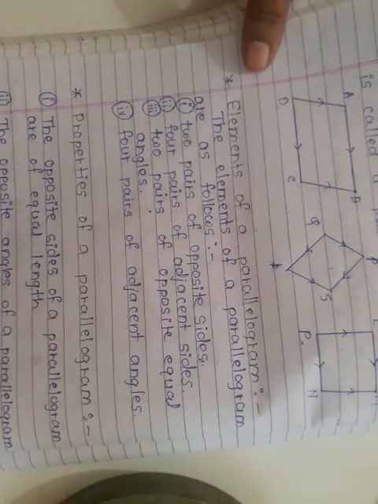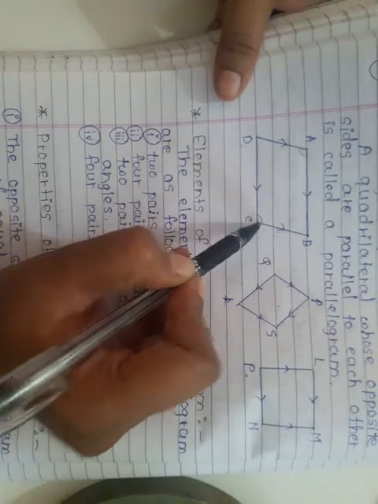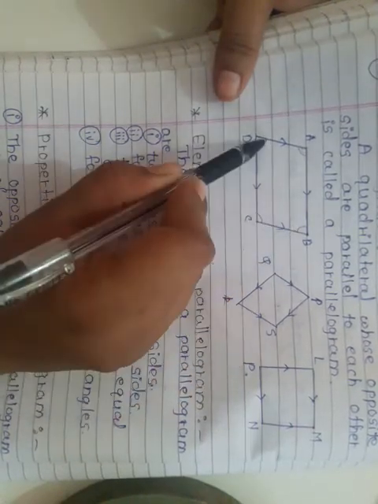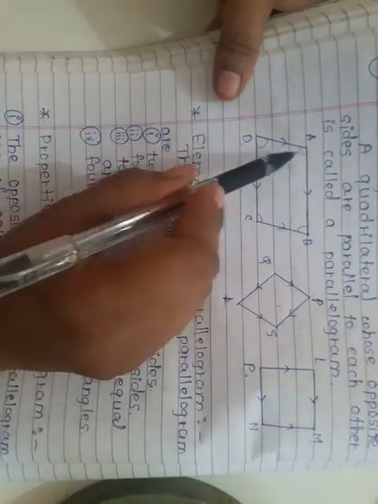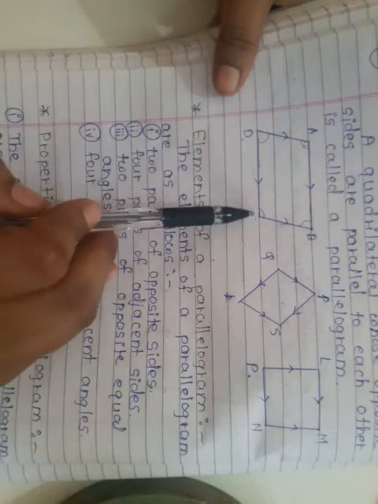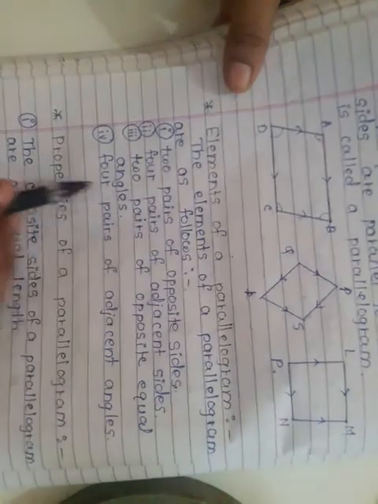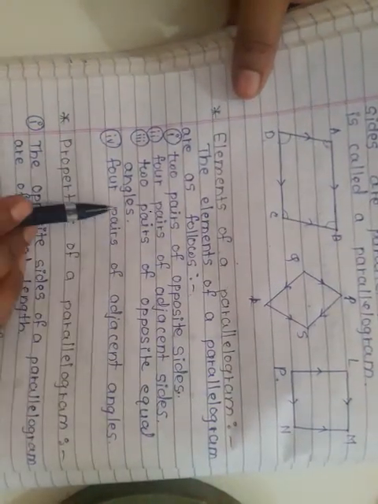Then two pairs of opposite equal angles. See here, angle A is opposite to angle C and angle B is opposite to angle D. So these are the opposite angles to each other. Angle A is opposite to angle C, this is the first pair, and angle B is opposite to angle D, this is the second pair. So there are two pairs of opposite equal angles.